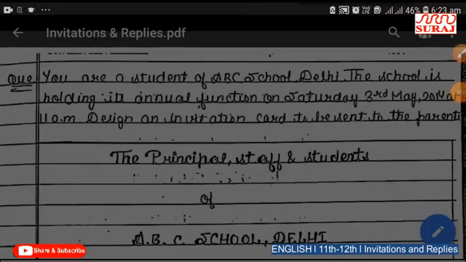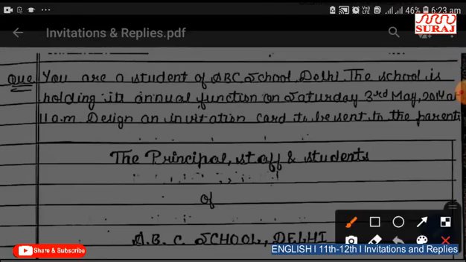First of all, you should read the question in a proper way. There is another question which is based on formal printed invitation. You are a student of ABC School Delhi. The school is holding its annual function on Saturday 4th Feb 2022. Design an invitation card to be sent to the parents.